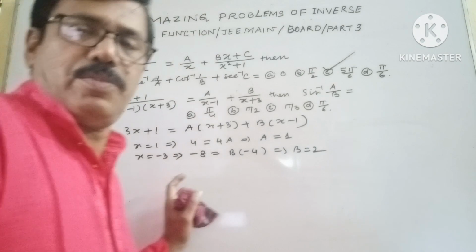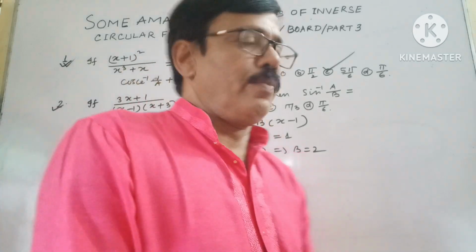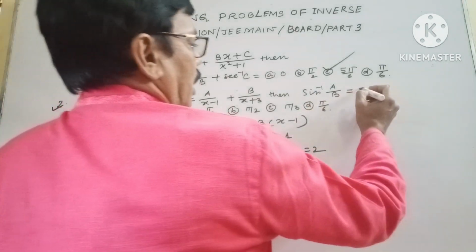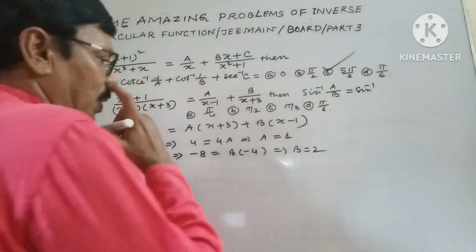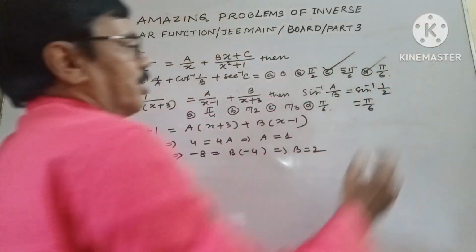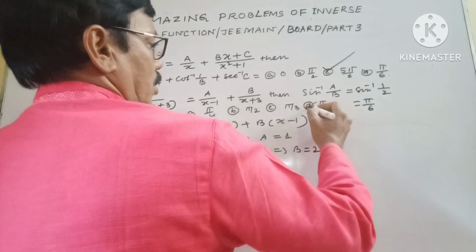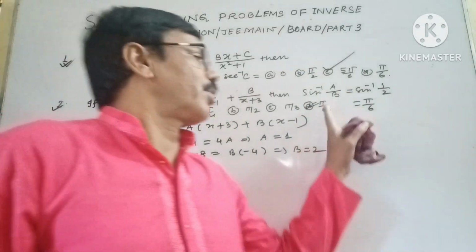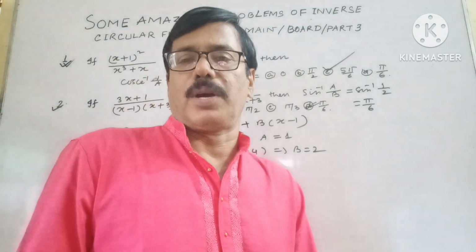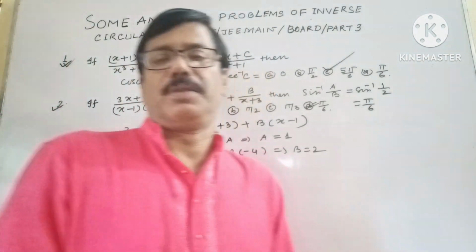So it will take minimum time. You know, a quadratic expression is not occurring, and for linear factors it is very simple. So sin inverse a by b, what is a? a is 1. So this is pi by 6. So the option is pi by 6, option number B. So this is a combination of the method of partial fractions and inverse circular function. But a very simple problem.